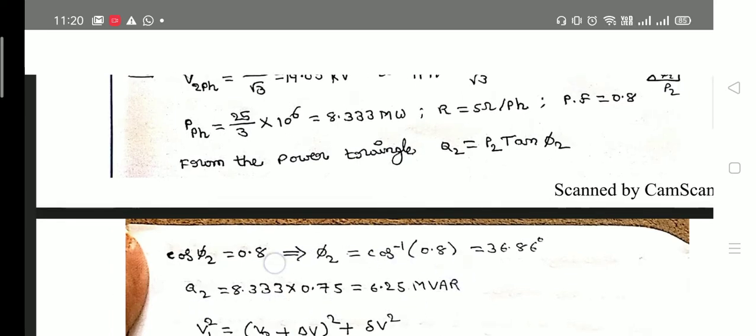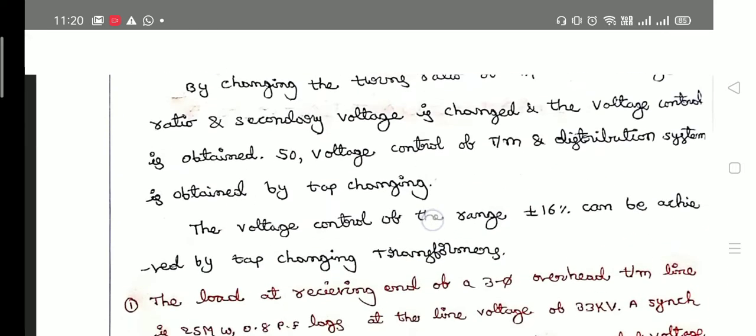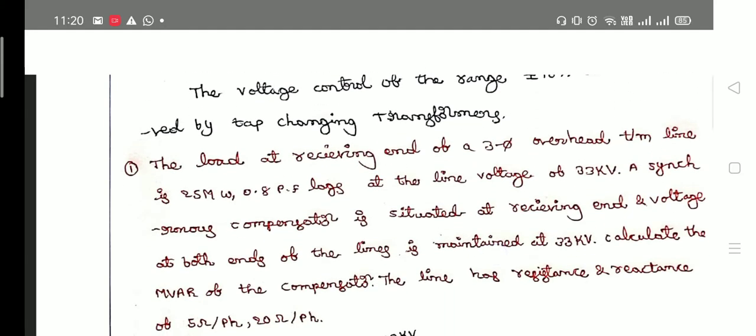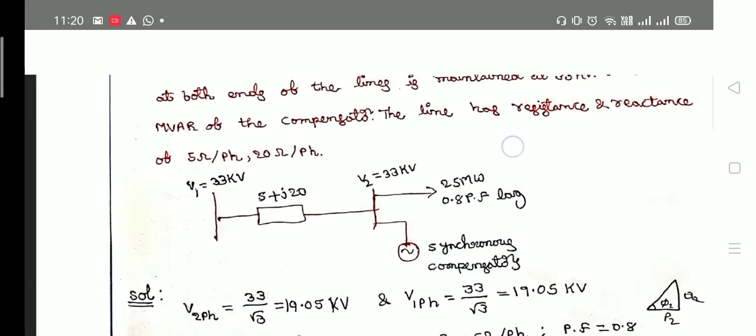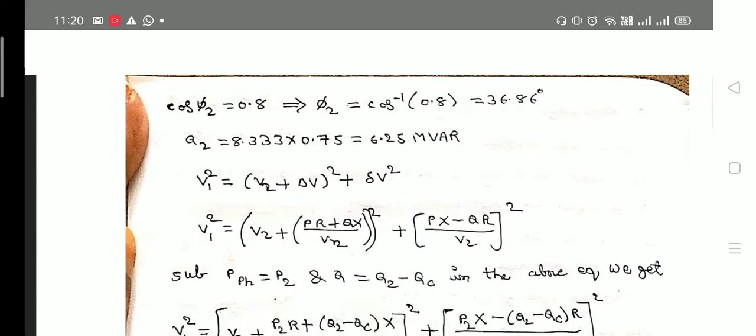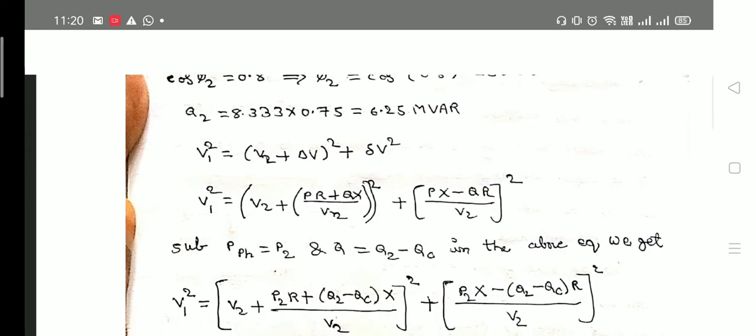So the Q2 value is that, but they are asking for compensating the receiving end voltage also. So we can calculate the sending end voltage. Calculate V1 also. We know the formula: V1 square is equal to V2 plus delta V whole square plus delta V whole square.